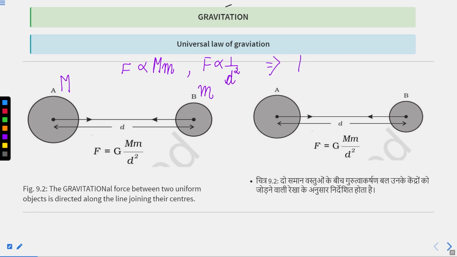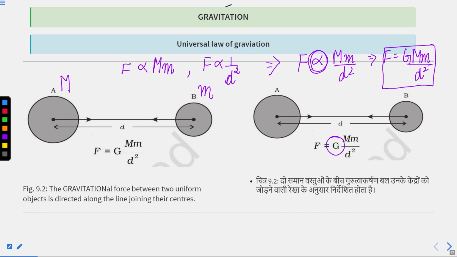Then I can write that force is directly proportional to m divided by d square by combining these two equations. Now, whenever there is a proportionality sign and you want to remove it, a constant will occur, and that constant here is capital G. This is the formula of gravitational force, where G is the universal gravitational constant. Because we are talking about the universal law of gravitation, G is a universal constant.